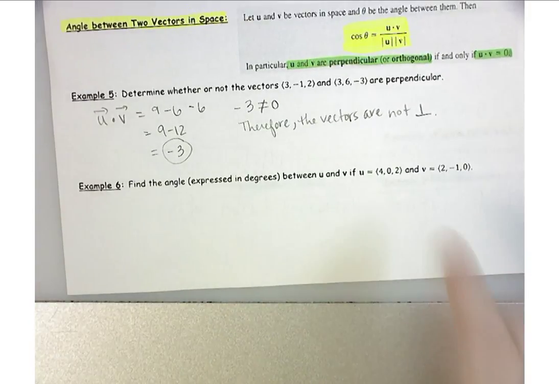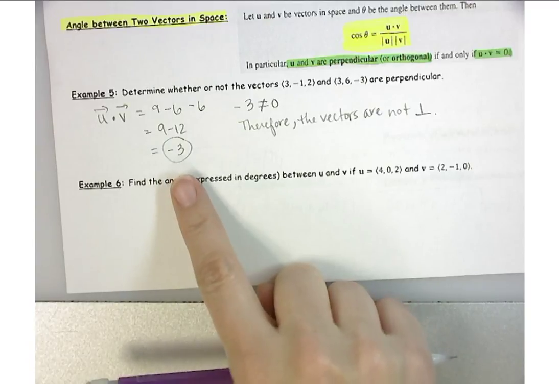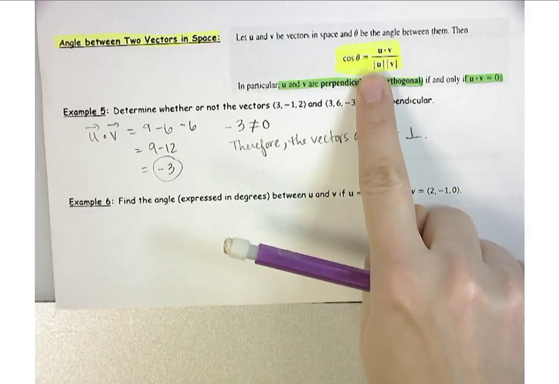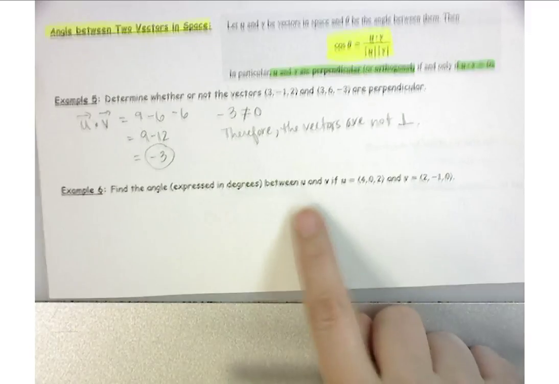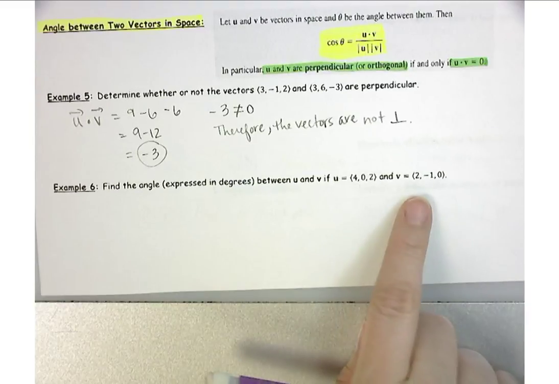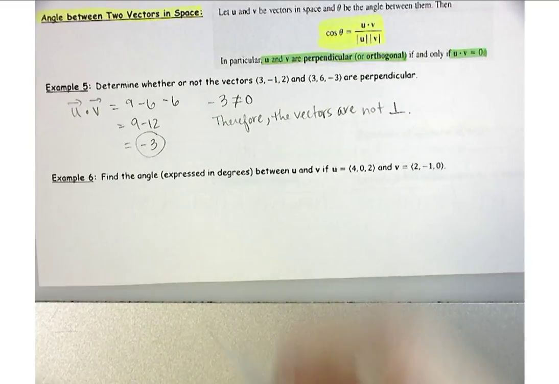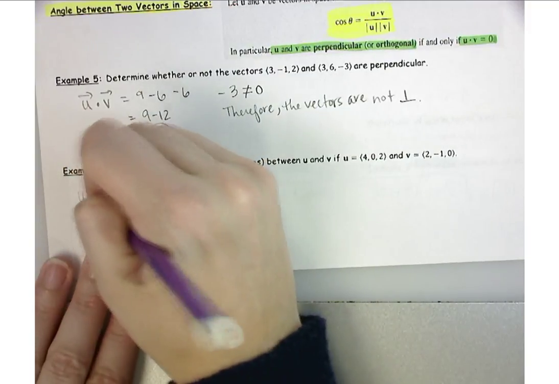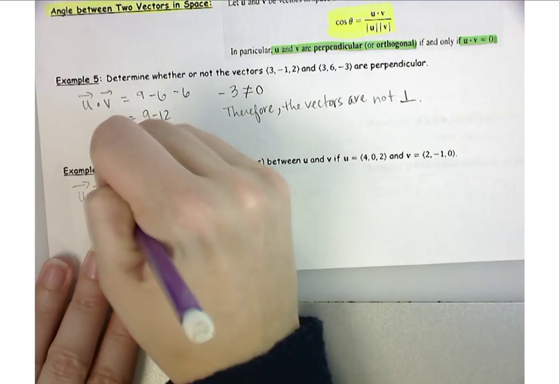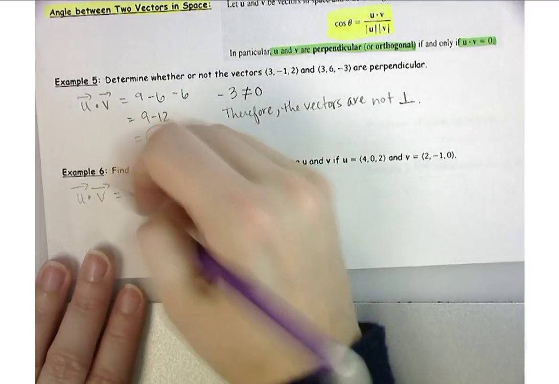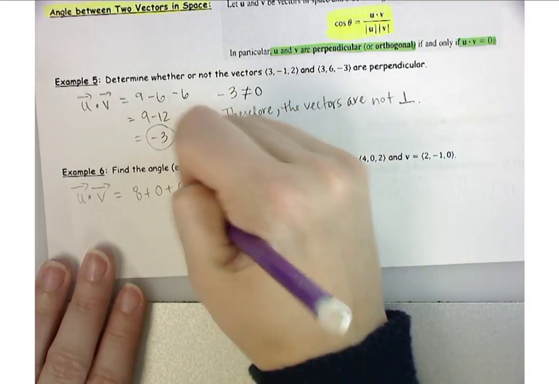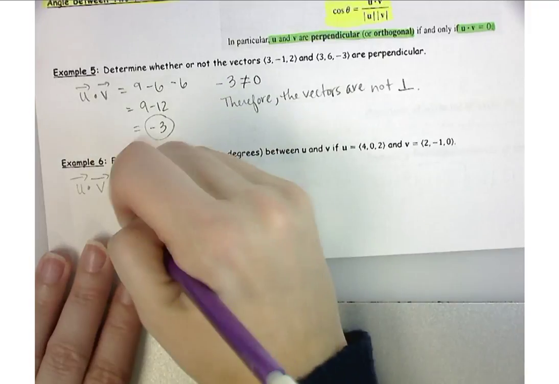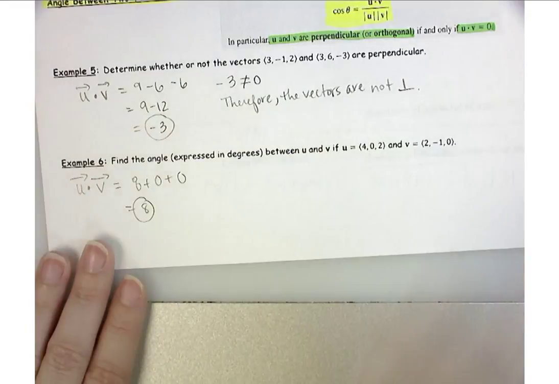Right? So if you did want to find the angle between them, you could use this formula. And that's what we're going to do for example 6. Find the angle expressed in degrees between u and v when you're given u and v. The first thing we want to do is find the dot product. So 4 times 2 is going to be 8. Anything times 0 is 0. Anything times 0 is 0, so your dot product is going to be 8.